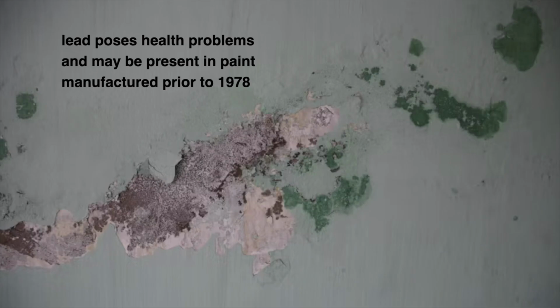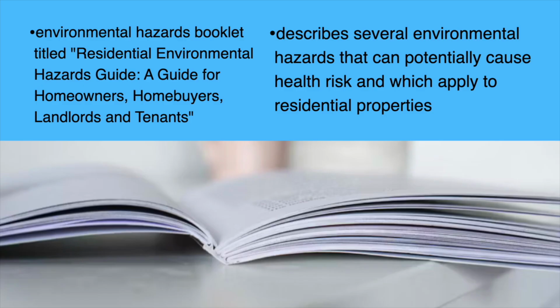Lead poses health problems, and it may be present in paint manufactured prior to 1978. The Environmental Hazards Booklet, titled Residential Environmental Hazards Guide, a guide for homeowners, homebuyers, landlords, and tenants, describes several environmental hazards that can potentially cause a health risk and which apply to residential properties.